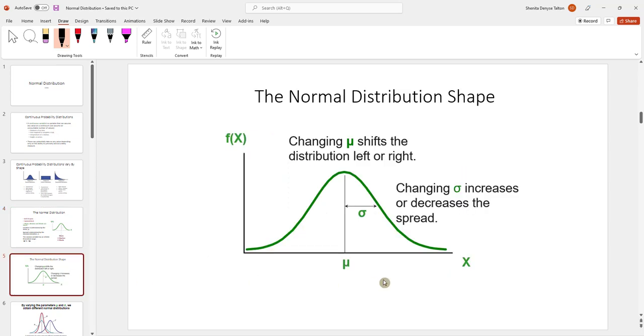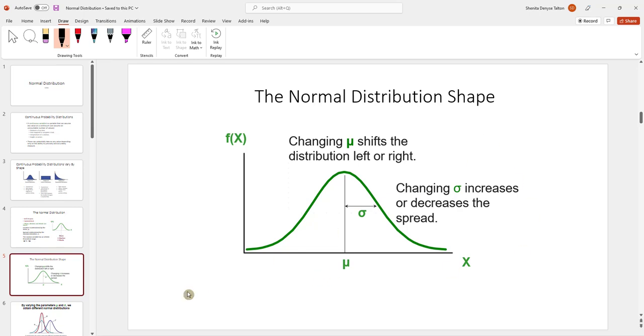So you'll see it better in this graph. The mean is in the middle, and the standard deviation determines the spread. So when you change mu, it shifts it left or right, and when you change sigma, that increases or decreases the spread. There are a lot of things in the real world that are normally distributed.